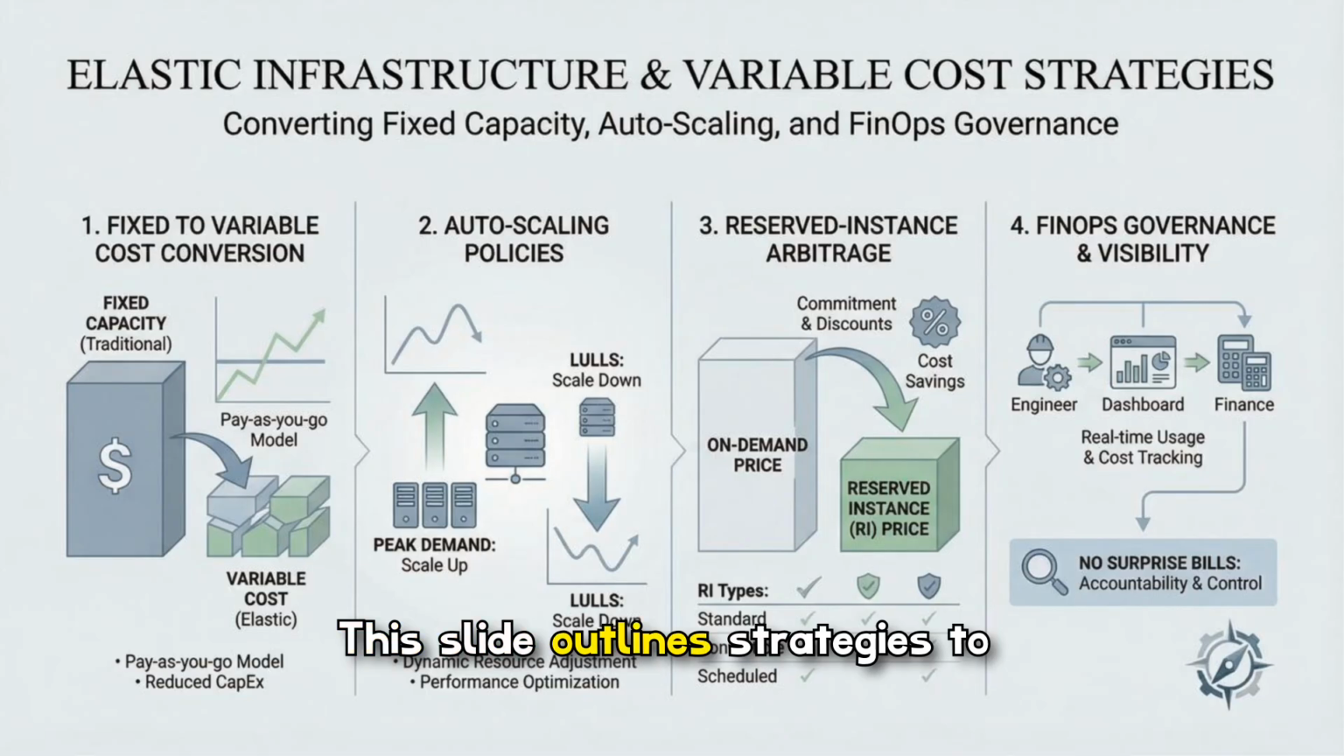This slide outlines strategies to convert fixed capacity into elastic, variable cost models. Start with pay-as-you-go and auto-scaling policies to expand at peak and scale down during lulls. Then use reserved instance arbitrage, where commitment discounts lower cost for steady workloads. FinOps governance and dashboards provide visibility for engineers, finance, and leaders, preventing surprise bills and keeping accountability tight.